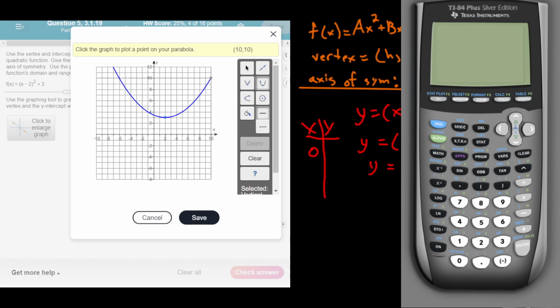so this is y equals 0 minus 2 is -2. -2 squared is 4. We have plus 3. So this is going to give us y is equal to 7, which means the y-intercept.